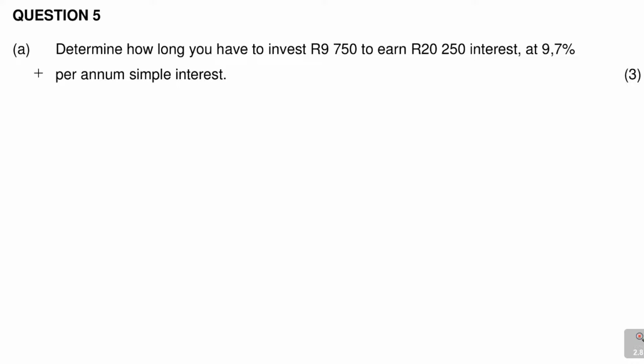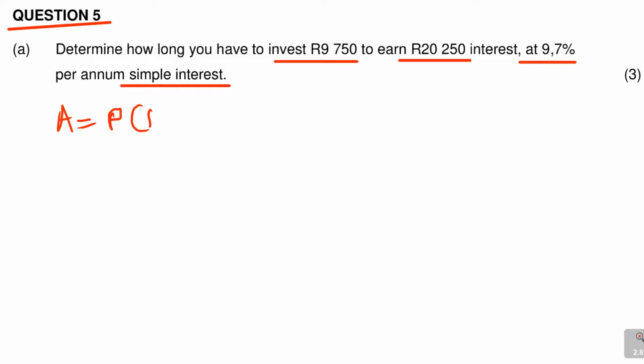Question number 5 says determine how long you have to invest this money to earn this interest at that rate per annum simple interest. Remember the formula? Go back to your formulas there. You'll know that simple interest is A equals P(1 plus ni). You have it in the formulas. This is the simple interest. So now we need to find out what is n.